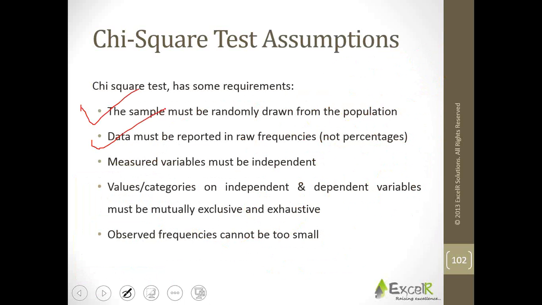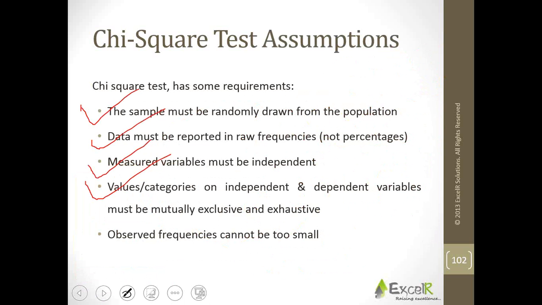The second thing is that data must be reported in raw frequencies, not in percentage terms. Provide me the raw numbers, don't give me the percentages. And the measured variables must always be independent of each other. Then there will be values or categories on independent and dependent variables, right? These values or categories must be mutually exclusive and exhaustive.